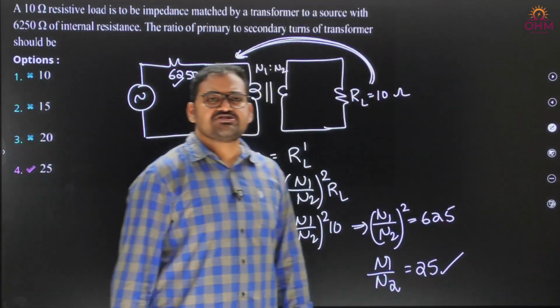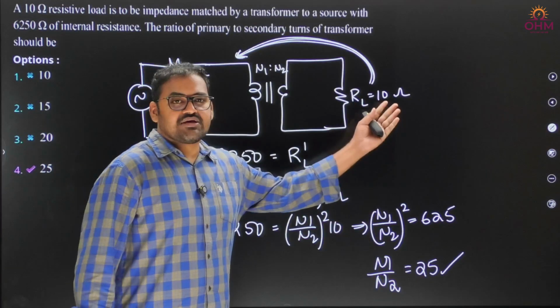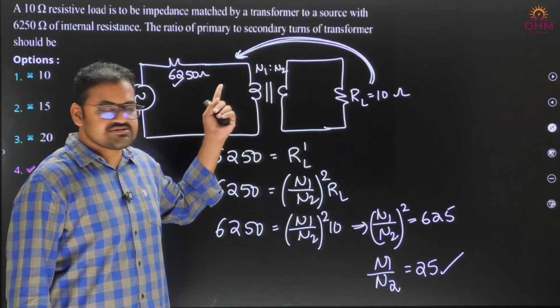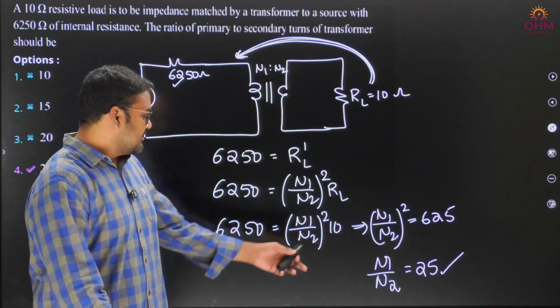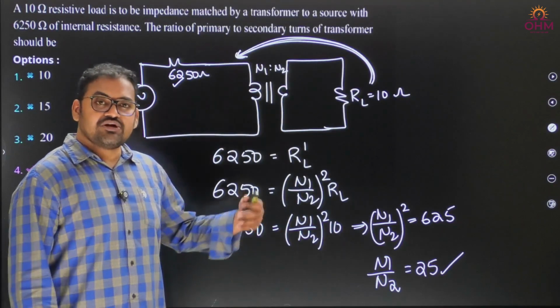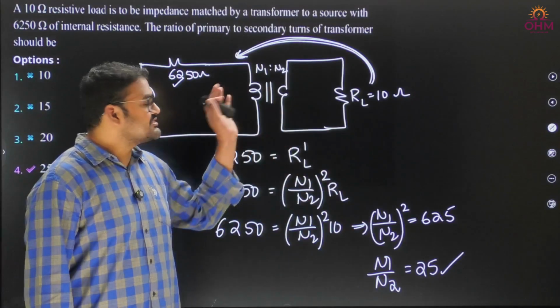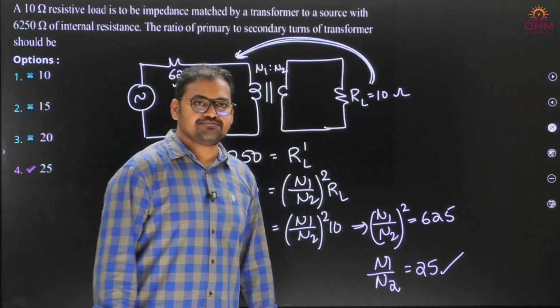Impedance matching application. The load impedance has to be matched with source impedance. That is where transformer action comes into the picture. Easy question. So the turns ratio of the transformer must be 25:1 so that load impedance can be matched with source impedance.